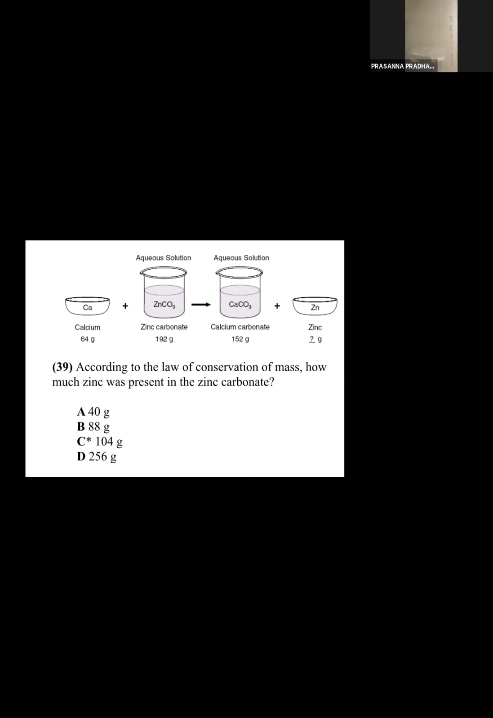I think it's given diagrammatically, which is why I chose this question. We have 64 gram of calcium reacting with 192 gram of zinc carbonate to give us calcium carbonate and zinc. So how much zinc was present in the zinc carbonate?